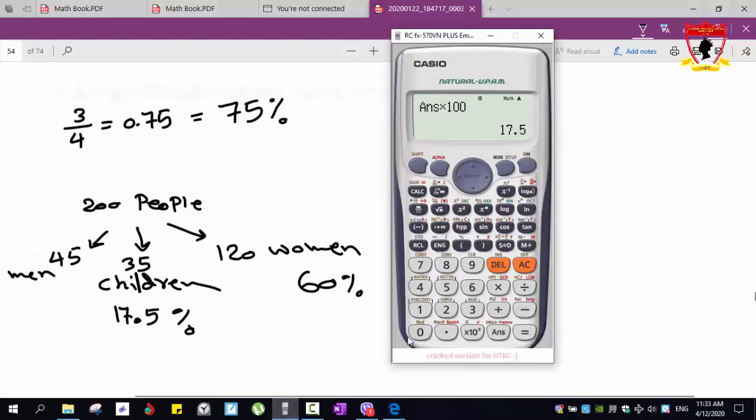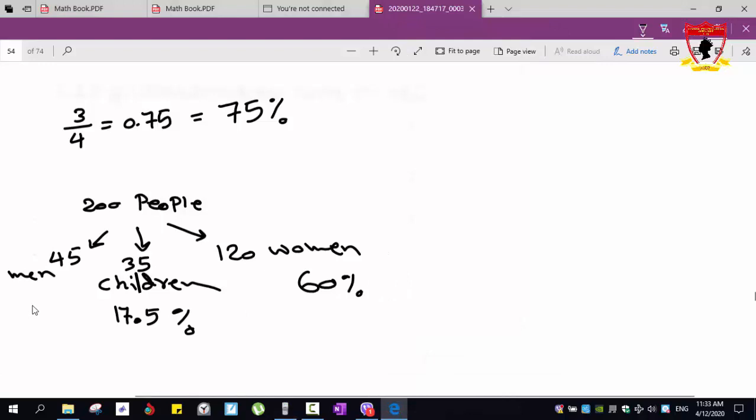And finally, for men, 45 divided by 200 is equal to this, and this result times 100 is equal to 22.5%. How can we represent word problems like this as a percentage? It's just like dividing the quantity by the total. You will get the percentage after you multiply the decimal by 100.